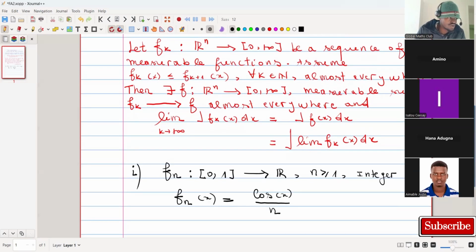Now, you have to check the monotonicity. Is it increasing or decreasing? If it is increasing, it is good. But if it is decreasing, or if you cannot find the monotonicity, because you know that there are some functions where you don't know if the function is increasing or decreasing, then it means that we cannot apply the theorem. So to apply the theorem, you have to be sure that the sequence of functions is increasing.